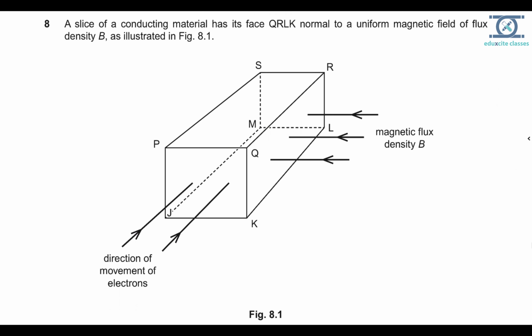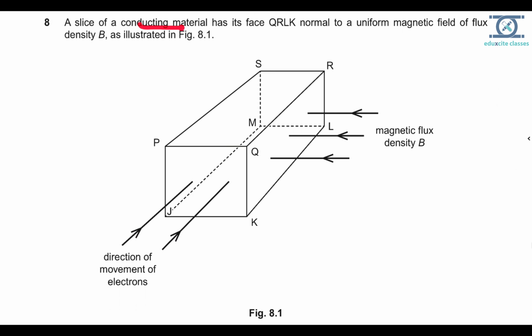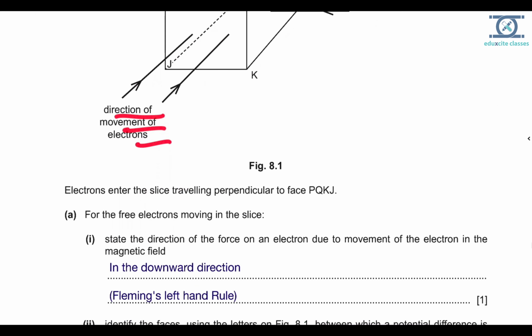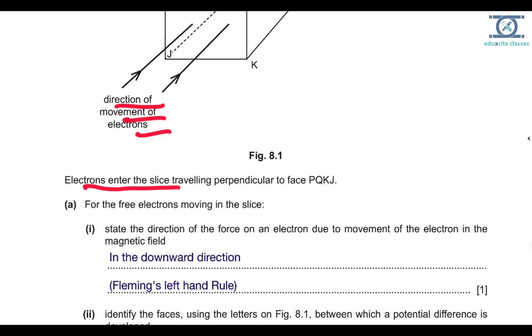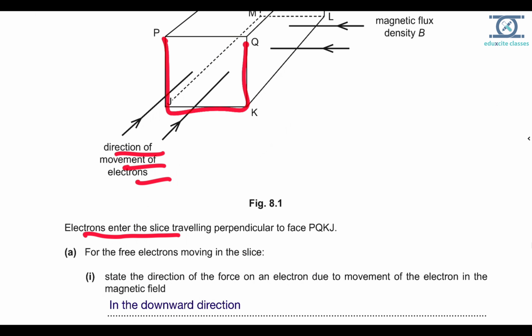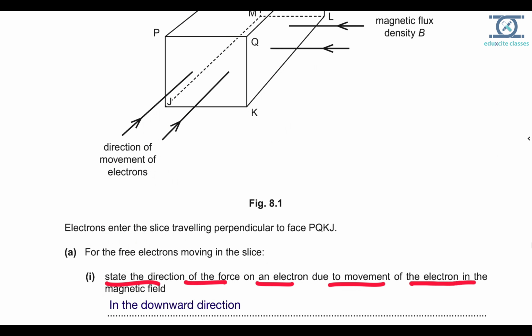Now question number 8. This is a conducting material having its face as shown. This is a uniform magnetic flux density coming from this face, and this is the direction of movement of electrons. The electrons enter the slice traveling perpendicular to this face. For the free electrons moving in the slice, state the direction of the force on an electron due to the movement of the electron in the magnetic field. So we have to find out the direction of the force on an electron.